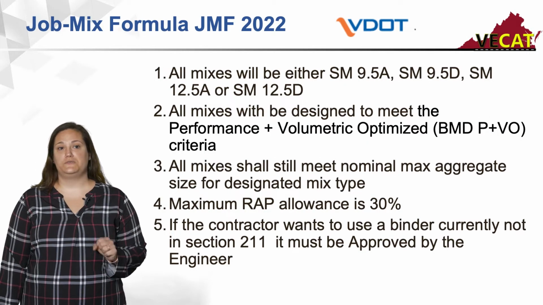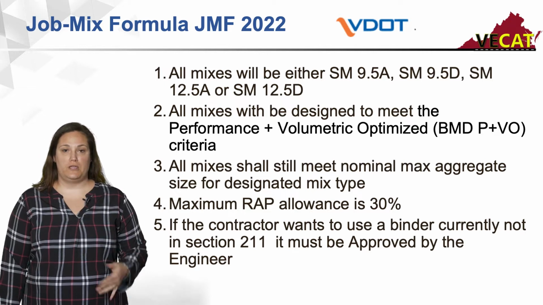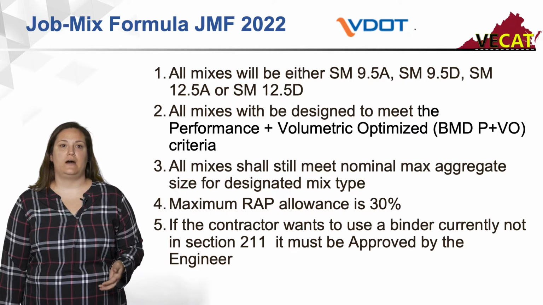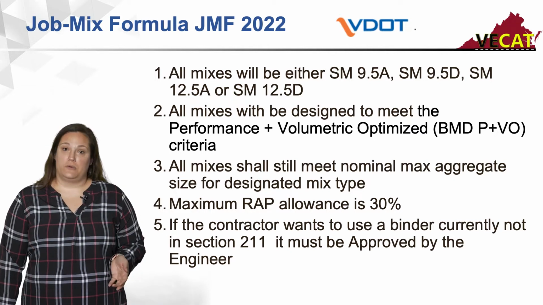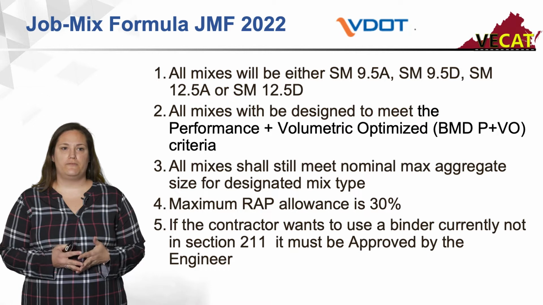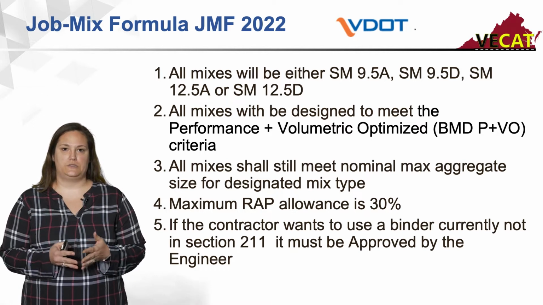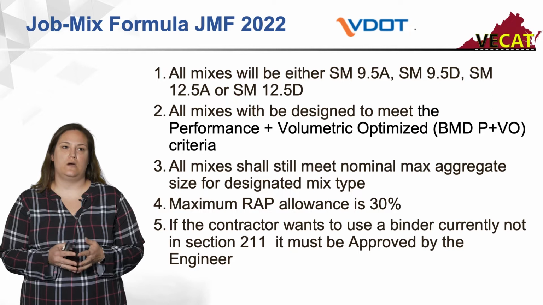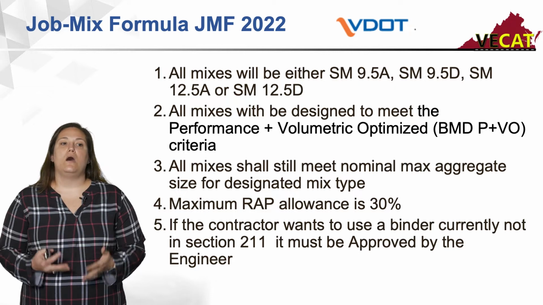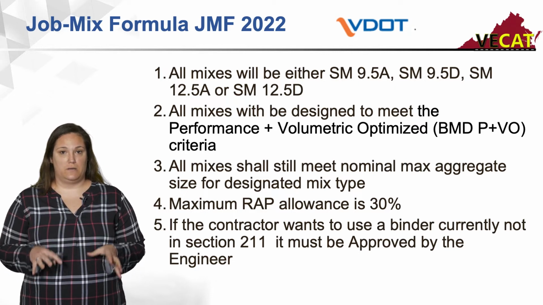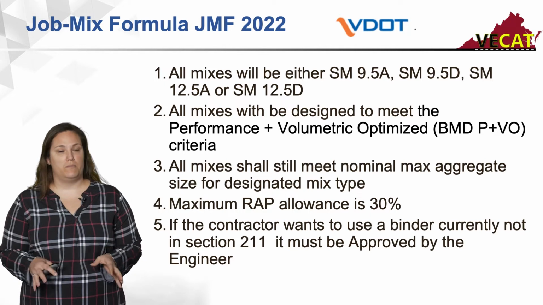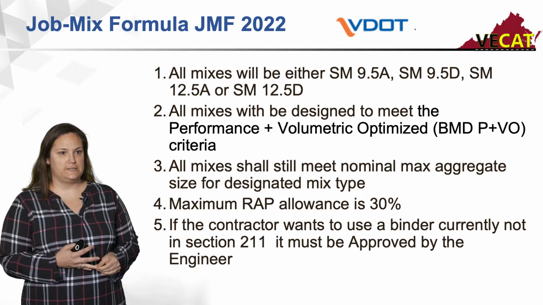So with our job mix formulas for 2022, we are still going with our SM9.5A and our 9.5D, and then we're also doing our SM12.5A and 12.5D. So this year we are calling it Performance Volumetric Optimized, so BMD P plus VO criteria, and that is listed in the special provision, and we'll go over that. All of our mixes still need to meet our nominal maximum aggregate size for your 9.5 and your 12.5. We are doing RAP, but we're still doing our normal allowance of only 30%.